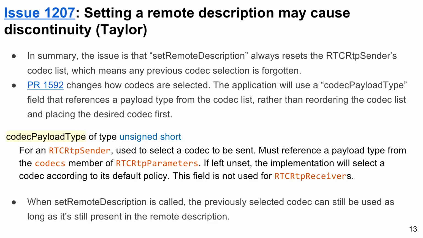Here's a description of the attribute on the slide. It's pretty straightforward. If it's unset, then the implementation will use its default policy, which is probably just using whatever the remote endpoint prefers. We can go to the next slide.